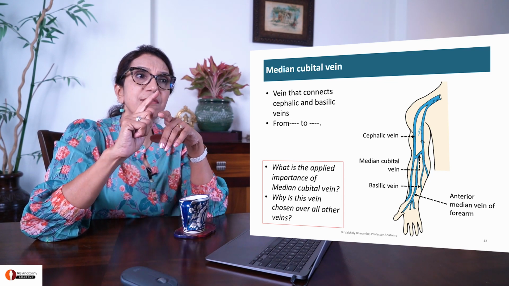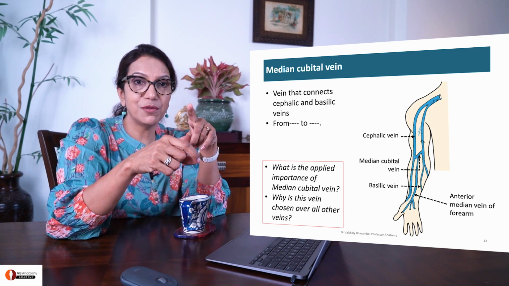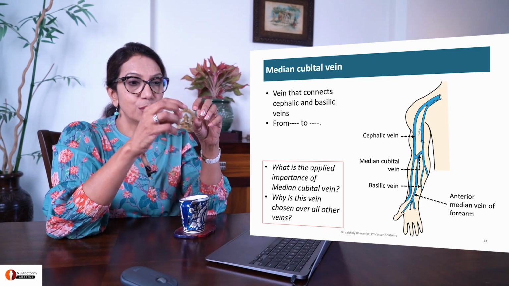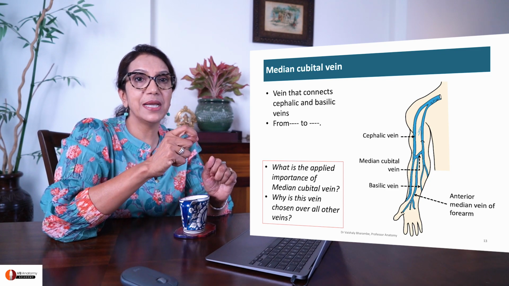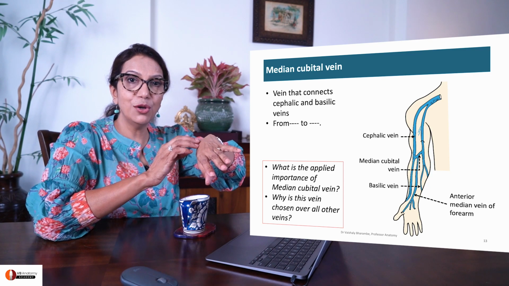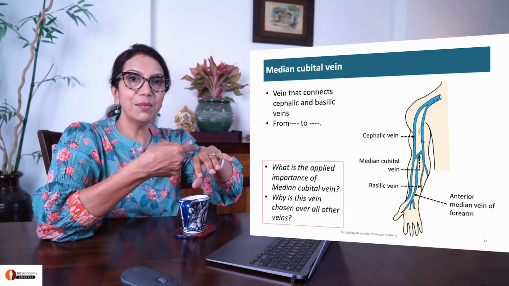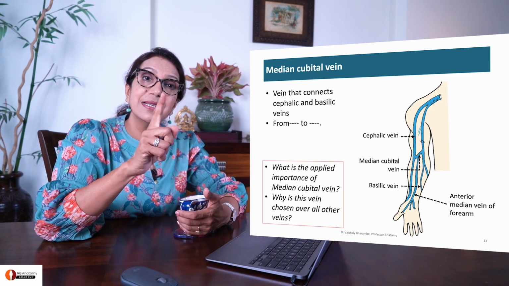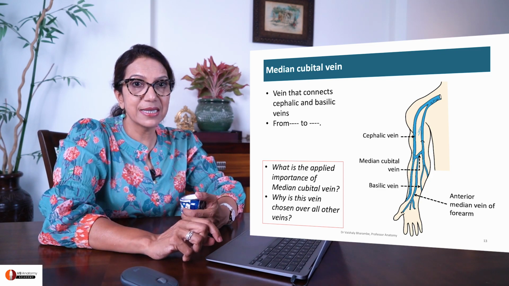Because this vein is connected below to the deep veins with the help of a perforator that passes through the bicipital aponeurosis. So this anatomy fixes the median cubital vein in place. If you were to put a needle into any of these veins, my veins tend to move around a little bit, so it may be difficult to put the needle in, but the median cubital vein is anchored in place by the perforator and therefore is quite easy to access.